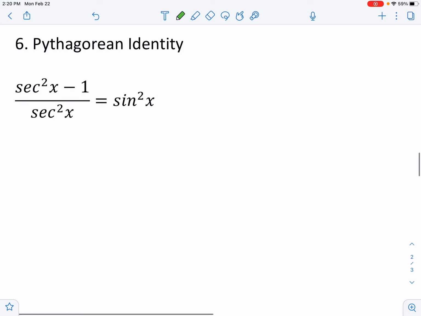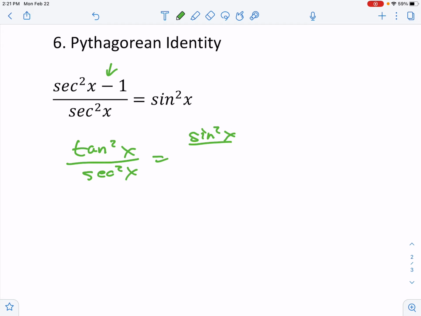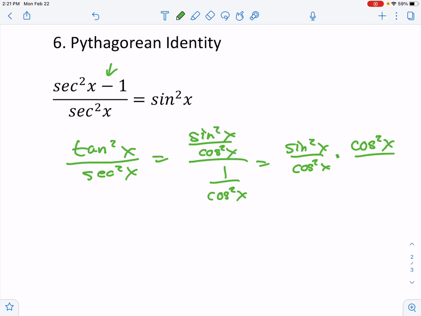I hope so. All right, Pythagorean identity. I can replace this with the tangent squared over the secant squared x, which is the sine squared over the cosine squared over 1 over the cosine squared. You multiply by reciprocals. And these guys cross out, and you get sine squared, and you're done. I hope that helps.